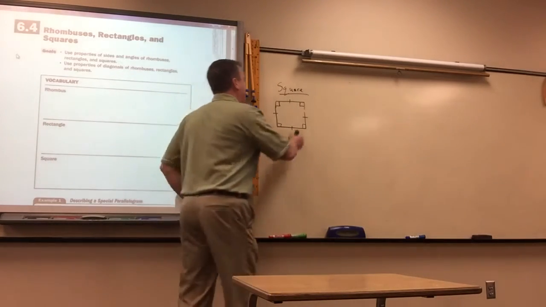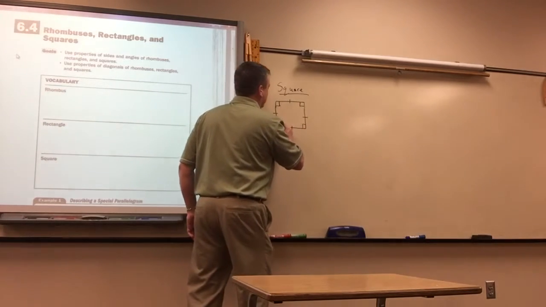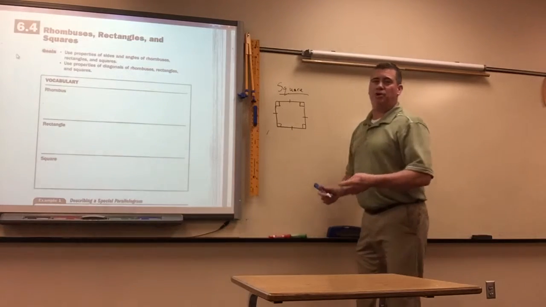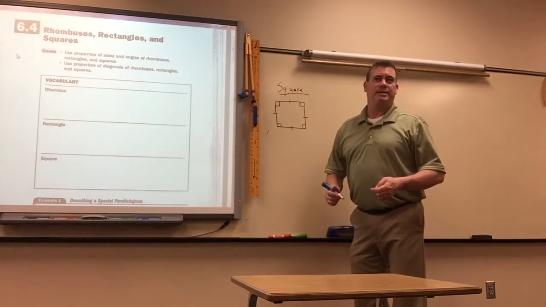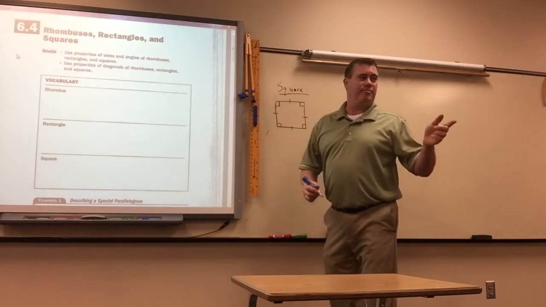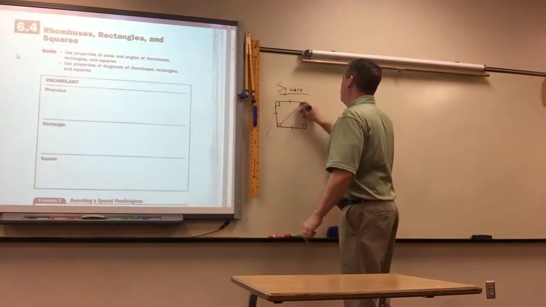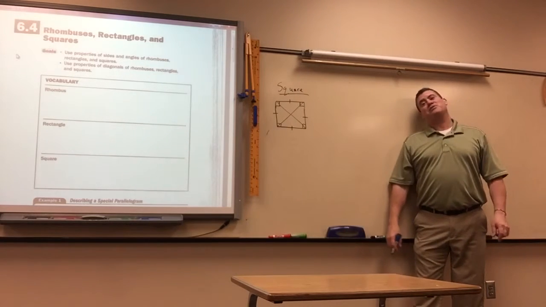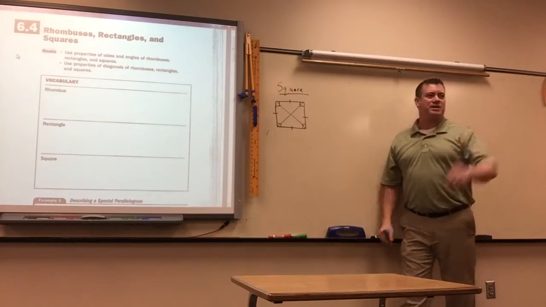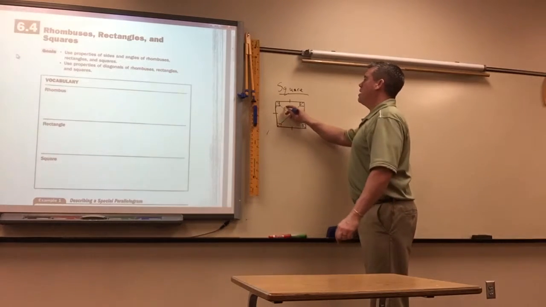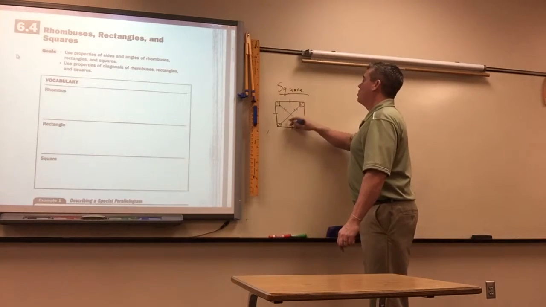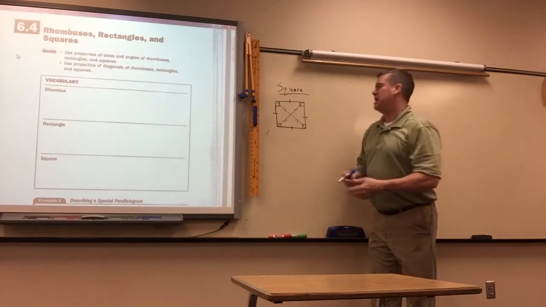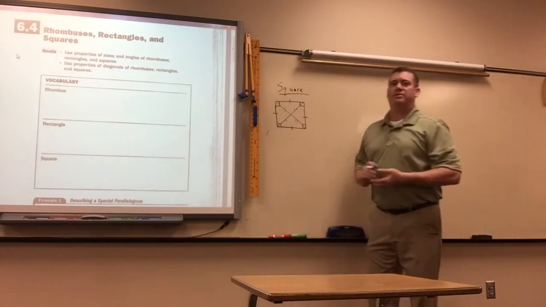Now the other thing that people don't know quite as often is this. Since it's a parallelogram, what do you know about diagonals? What happens to the diagonals in a parallelogram? They cross. They bisect each other. So in a square, this will equal that, and this will equal that, and they'll all equal each other. So what it makes is 4 isosceles triangles.